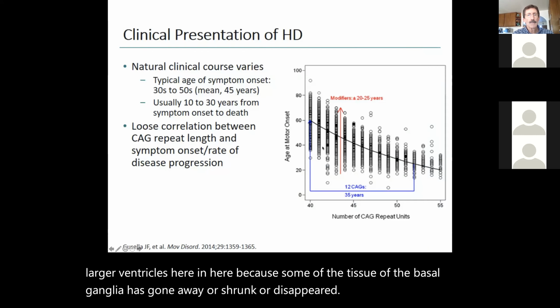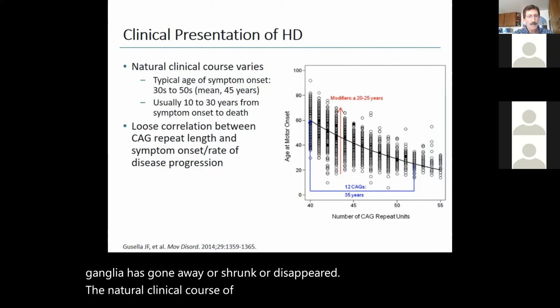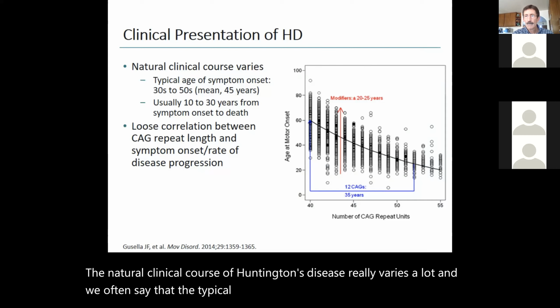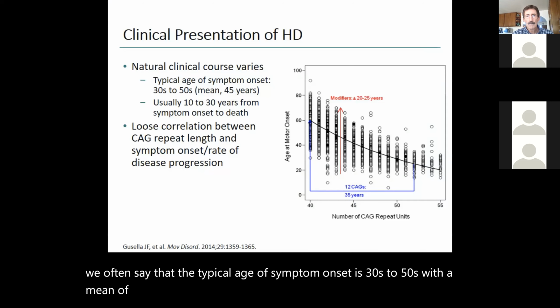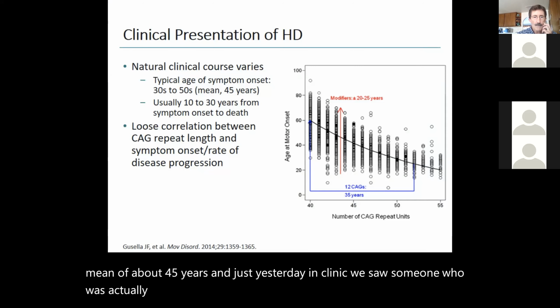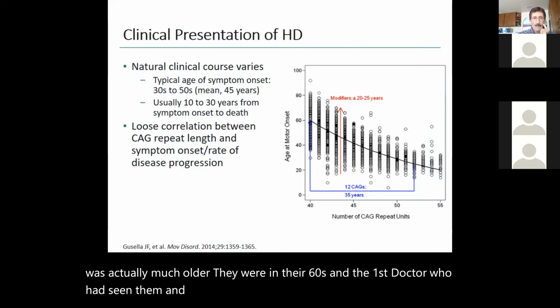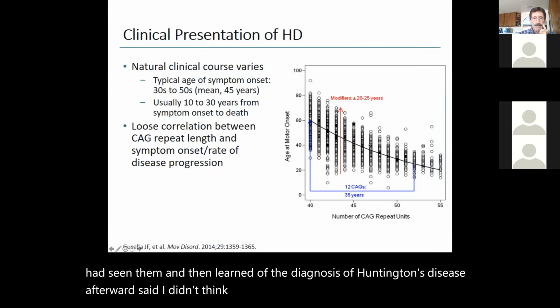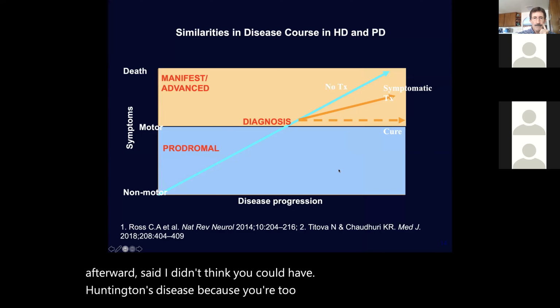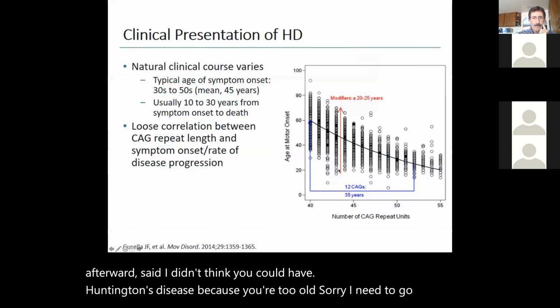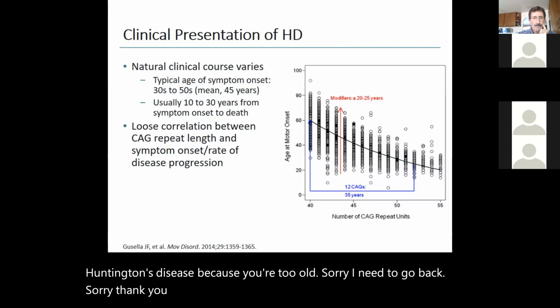Now, the natural clinical course of Huntington's disease really varies a lot. And we often say that the typical age of symptom onset is 30s to 50s with a mean of about 45 years. And just yesterday in clinic, we saw someone who was actually much older. They were in their 60s. And the first doctor who had seen them and then learned of the diagnosis of Huntington's disease afterward said, "Oh, I didn't think you could have Huntington's disease because you're too old."